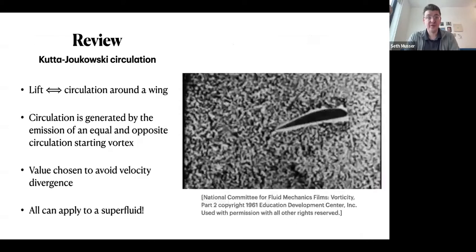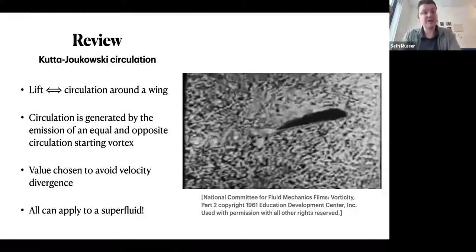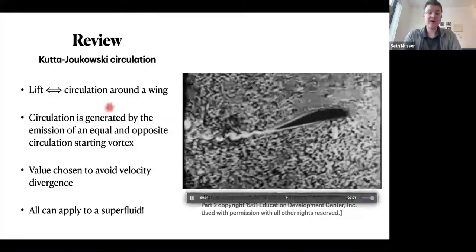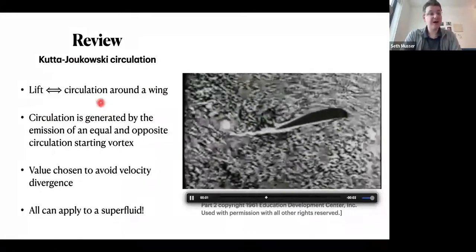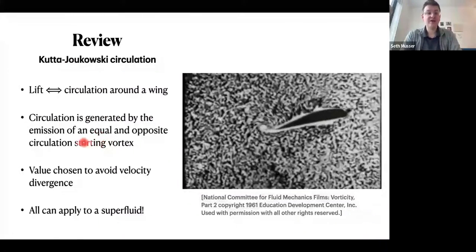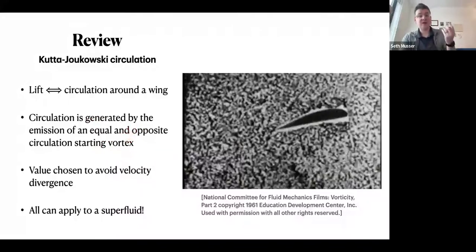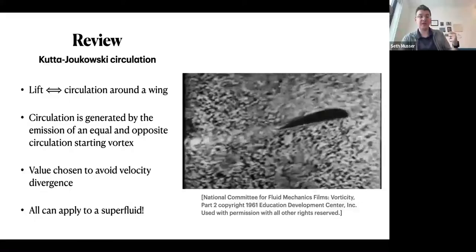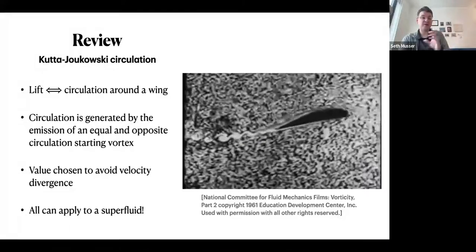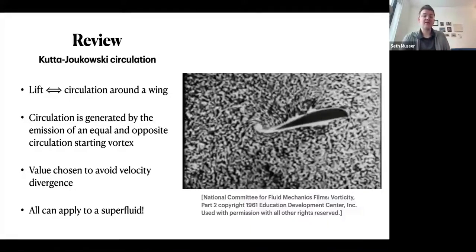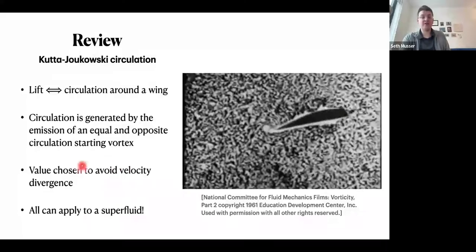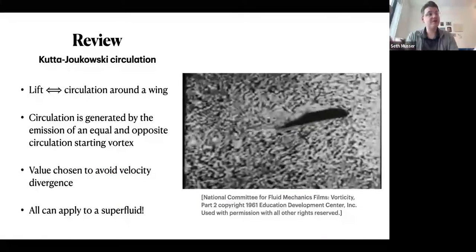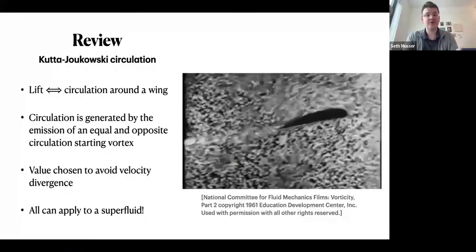Okay. So let me just review this building up of the theory of flight. We saw that circulation around a wing implies lift and vice versa. And we saw that we actually get this circulation by emitting an equal and opposite starting vortex. And the value that that starting vortex has, the value of gamma, is chosen to avoid velocity divergence at the tail of the foil. And I'll just note, every single step of this reasoning can apply to a superfluid.